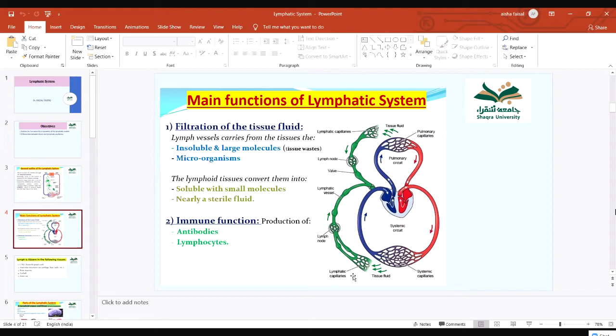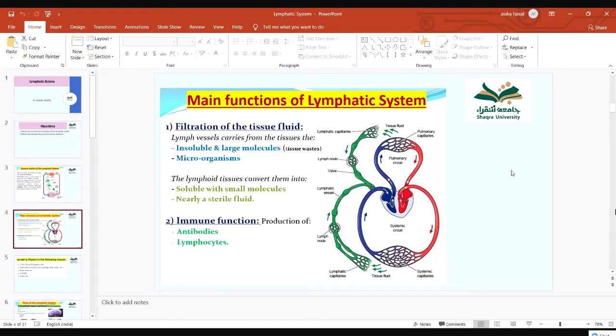The lymphocytes are there, macrophages are there, WBCs are there. These cells are part of your immune system. So they also produce antibodies, and they also contain the cytotoxic T cells. Your immune system is also there to control the pathogens, the harmful substances which are running through this lymphatic system. So it has both functions.